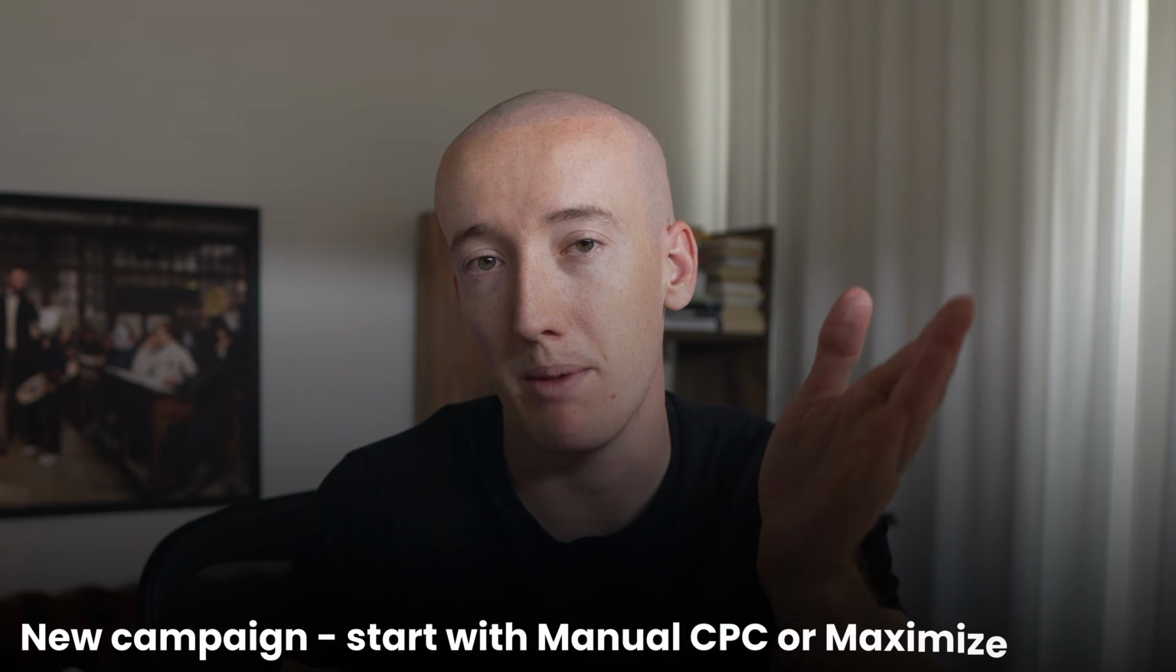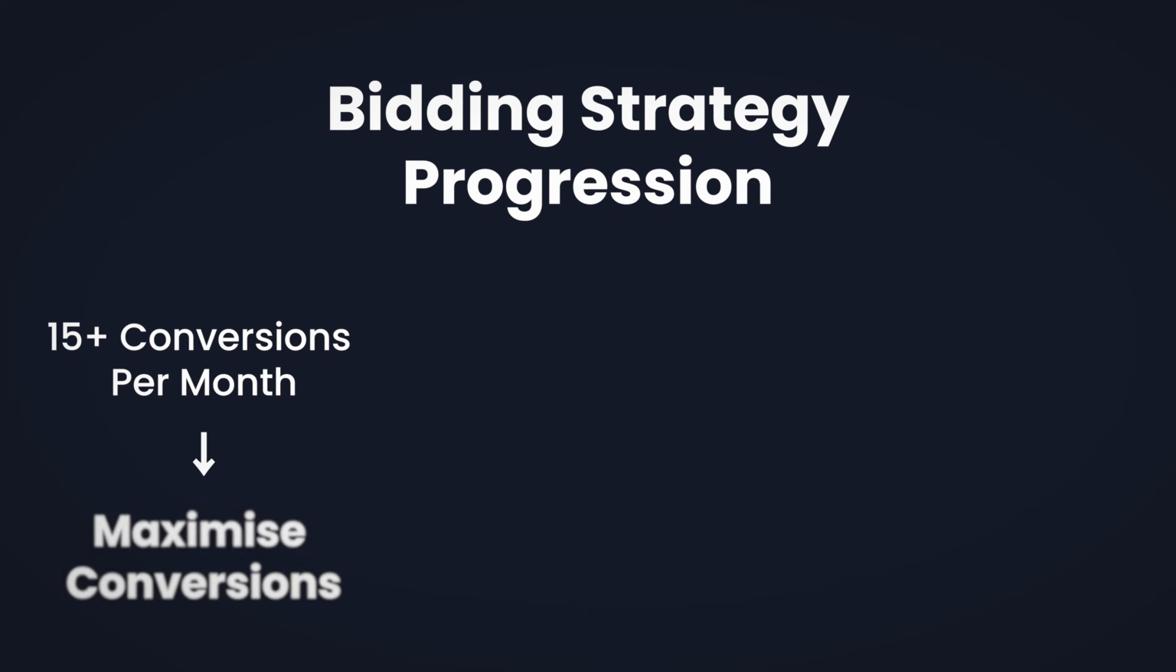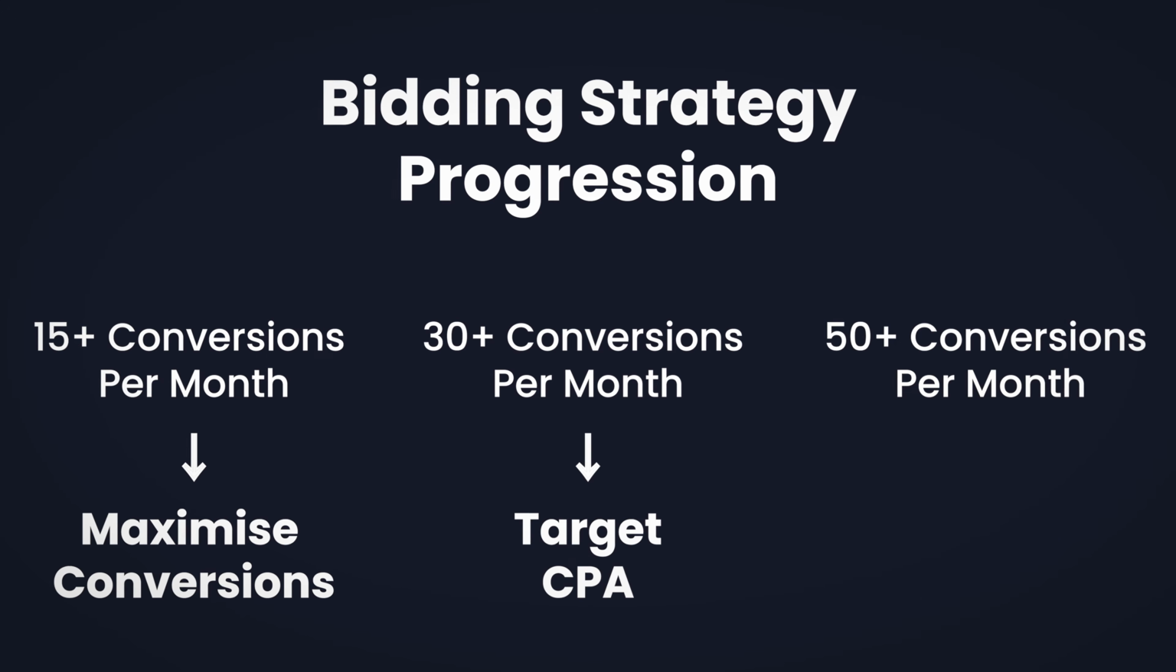For bidding strategy, the progression we use: new campaign, start with manual CPC or maximize clicks. Just get some data flowing into it. Once you hit 15 plus conversions per month, move to maximize conversions. 30 plus conversions per month, move to target CPA. 50 plus conversions per month, move to target ROAS.